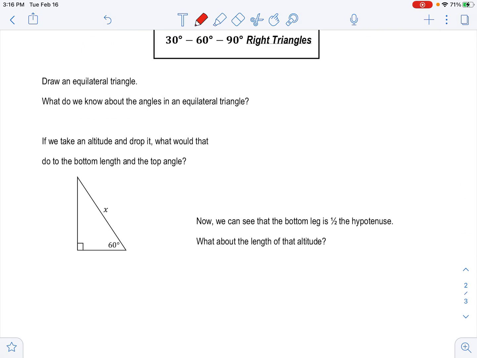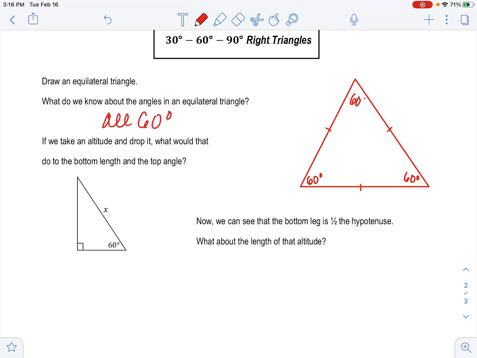Okay. Now let's explore a 30, 60, 90 triangle. So it says draw an equilateral triangle. So I'm going to draw an equilateral triangle. There we go. That's the best I can do. So equilateral has 3 congruent sides. It also has 3 congruent angles. So I know this is 60 degrees, this is 60 degrees, and this is 60 degrees. What do we know about the angles? They're all 60, right? I already drew that in. All 60 degrees.